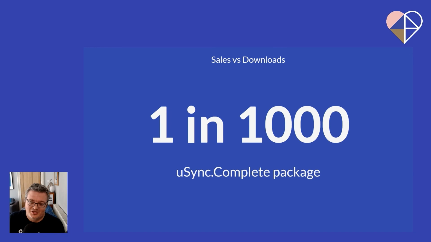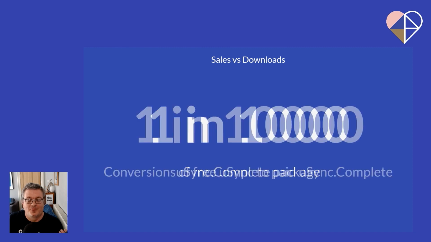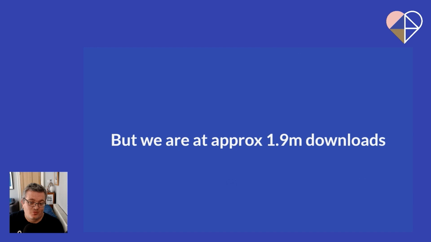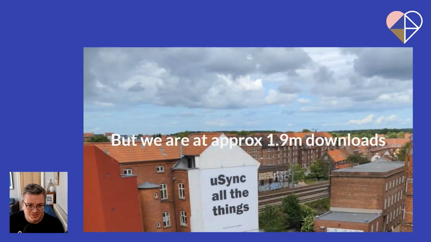But uSync Complete is the paid version of an already free product, so I think we've got to compare it slightly differently. We see 1 sale of uSync Complete for every 10,000 download versions of uSync. So it's a much higher number because uSync's the free thing everything uses, but roughly that's where we're at. Of course, we have 1.9 million downloads of uSync, so 1 per 10,000 isn't bad. And ultimately, someone's got to pay for the 8-meter high banner on the side of the building.